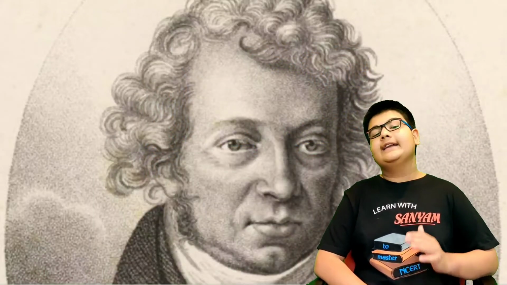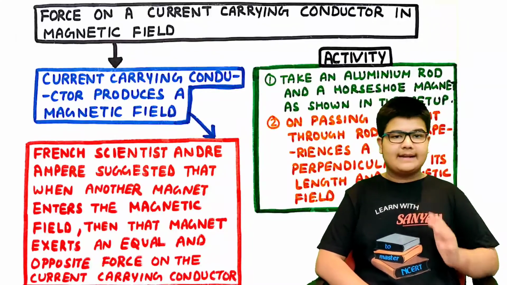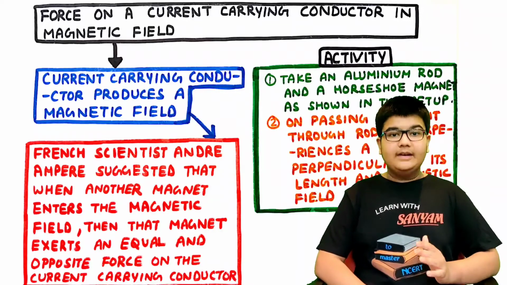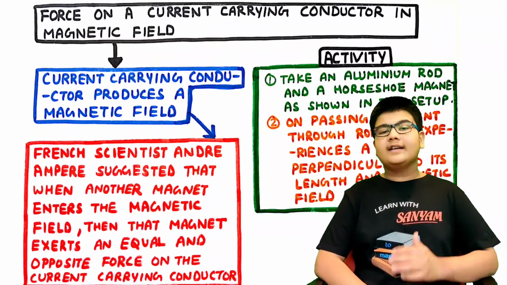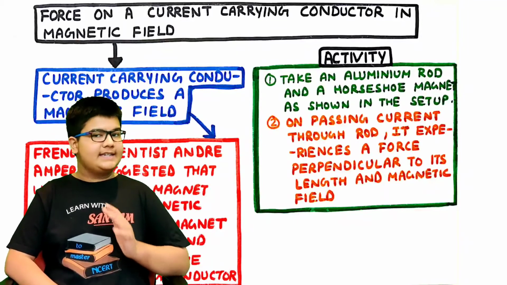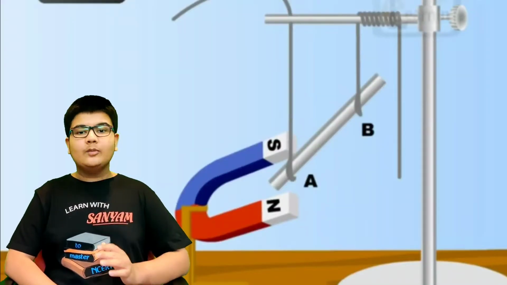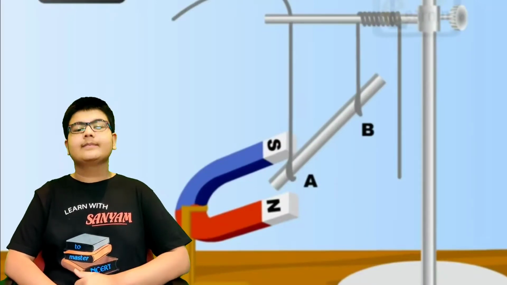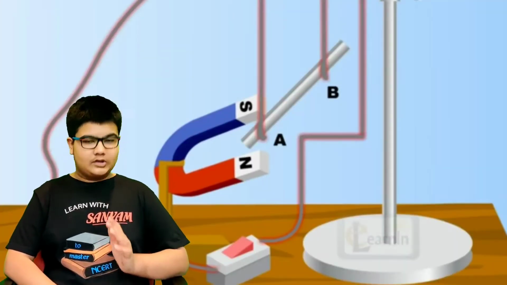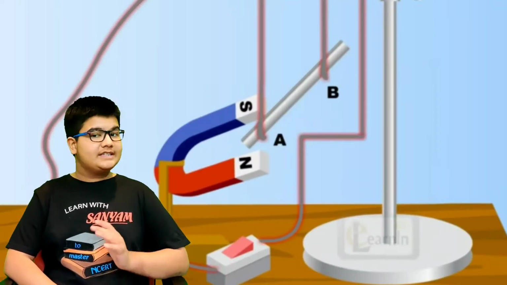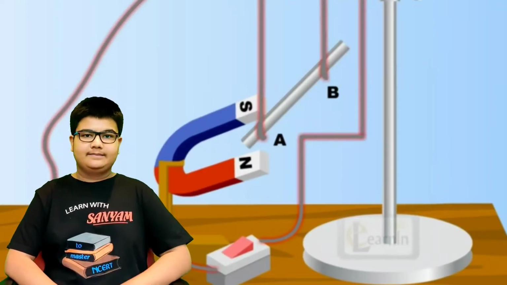French scientist André Ampère suggested that when another magnet enters this magnetic field, that magnet exerts an equal and opposite force on the current-carrying conductor. Let's conduct an activity to understand this. Take an aluminium rod and a horseshoe magnet as shown in the setup. On passing the current through the rod, it experiences a force perpendicular to its length and the magnetic field.